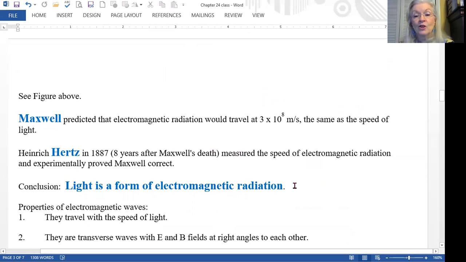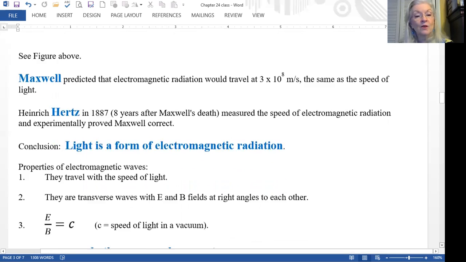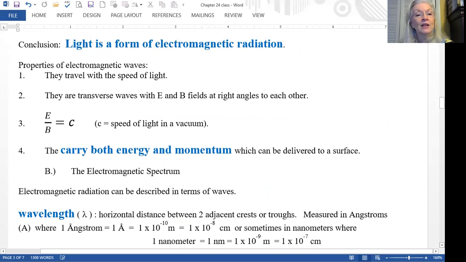So the conclusion that we can draw from all of this is that light is a form of electromagnetic radiation. So what are some of the properties of electromagnetic waves? Well, we need to look at those. They travel with the speed of light. So electromagnetic waves travel at 3 times 10 to the 8th meters per second. They are transverse waves with the E and B fields at right angles to each other.